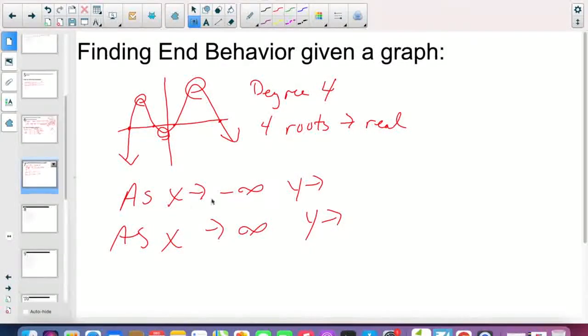Well, as x moves left, y is going down. So y approaches negative infinity. For this part, as x moves right, y is again going down. So y approaches negative infinity. There's my end behavior. So there's a lot we can tell by this graph just by looking at the direction of it, looking at how many curves it has, and so on. Now, if that was a proper graph, I would be able to tell where those roots are on the x-axis. But I just did a real simple little graph there.